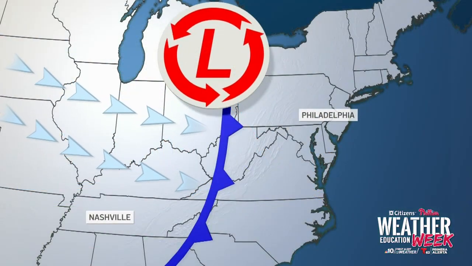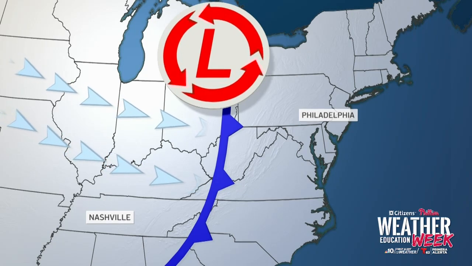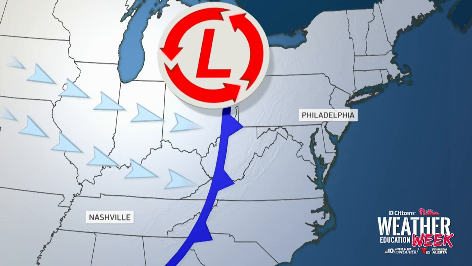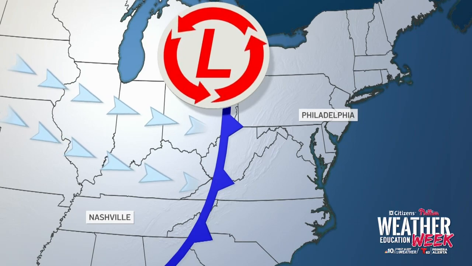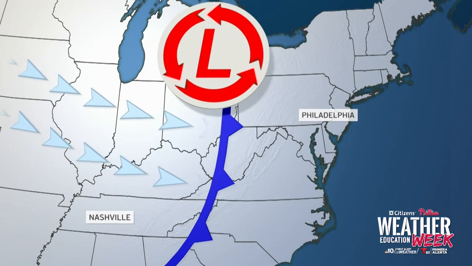Notice on a map, a cold front is blue. The triangles on that front are pointing in the direction that the air is moving. That's important to know as we get to forecasting with our maps in just a bit.